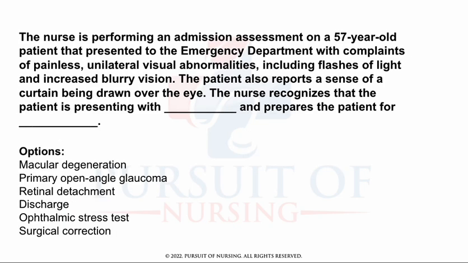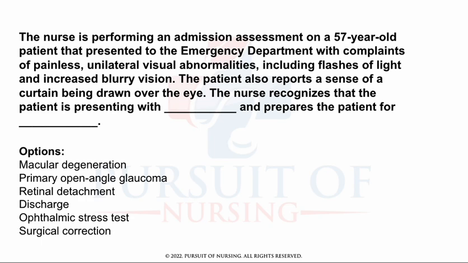All right, this is a drag and drop style question. This is going to test your knowledge of physiological integrity. The nurse is performing an admission assessment on a 57-year-old patient that presented to the ED with complaints of painless, unilateral visual abnormalities, including flashes of light and increased blurry vision. The patient also reports a sense of a curtain being drawn over the eye. The nurse recognizes that the patient is presenting with blank and prepares the patient for blank.